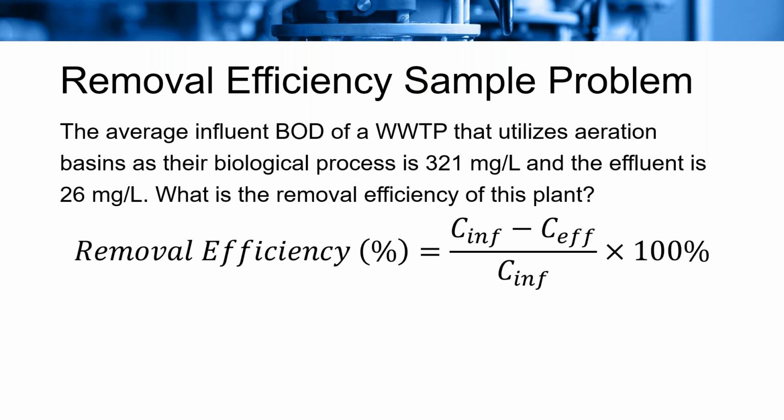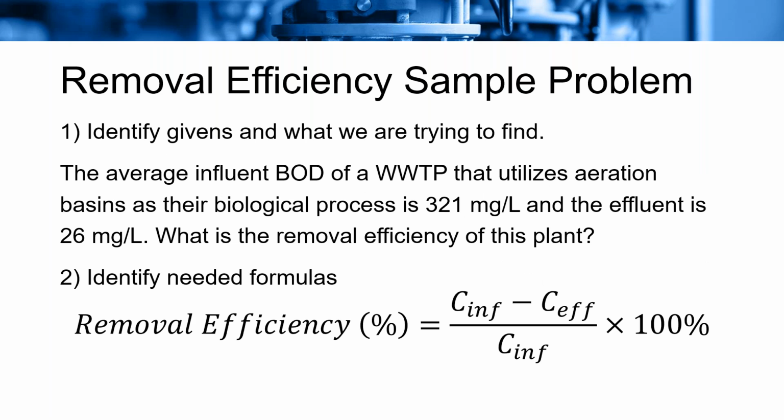So this problem is that the average influent BOD of a wastewater treatment plant that utilizes aeration basins as their biological process is 321 milligrams per liter, and the effluent is 26 milligrams per liter. What is the removal efficiency of this plant? So again, same strategy. First we identify our givens, and then we identify our needed formulas. So our givens are the concentration in and the concentration of the effluent, and we're trying to find our removal efficiency. And we already have our formula provided to us.